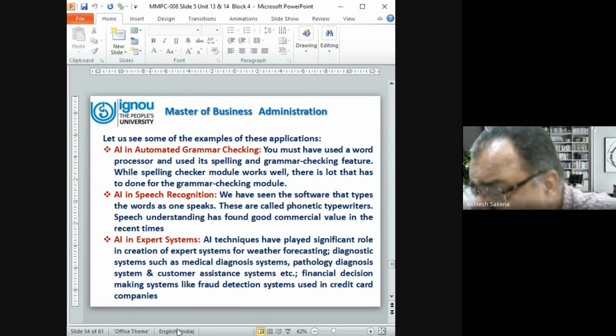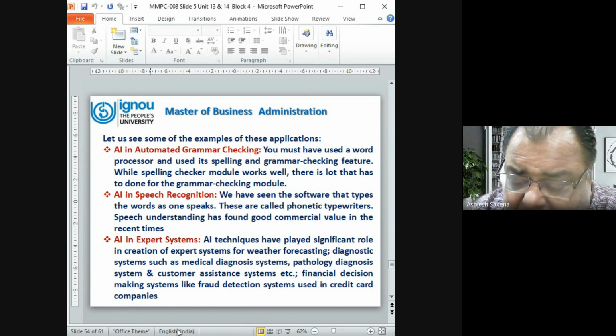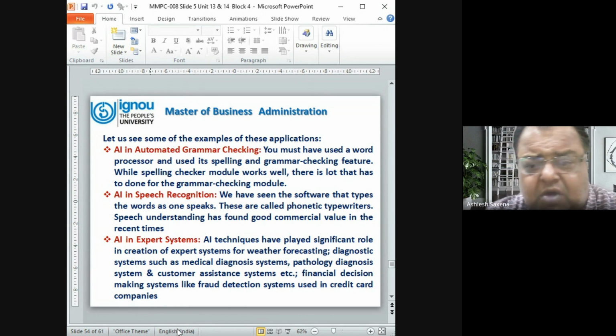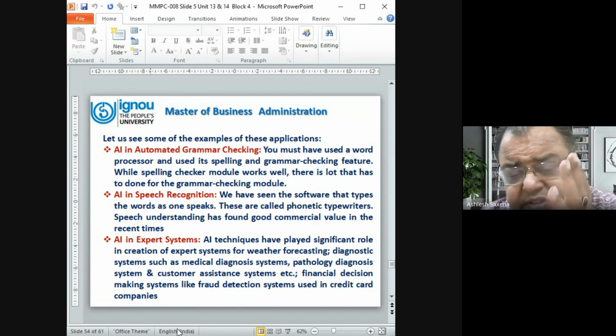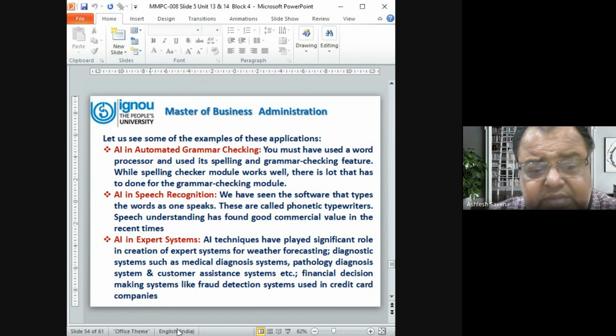The third one is artificial intelligence in expert systems. Artificial intelligence techniques have played a significant role in the creation of expert systems for weather forecasting, diagnostic systems such as medical diagnosis, pathology diagnosis systems, and customer assistant systems. Financial decision making systems like fraud detection systems are used in credit card companies.